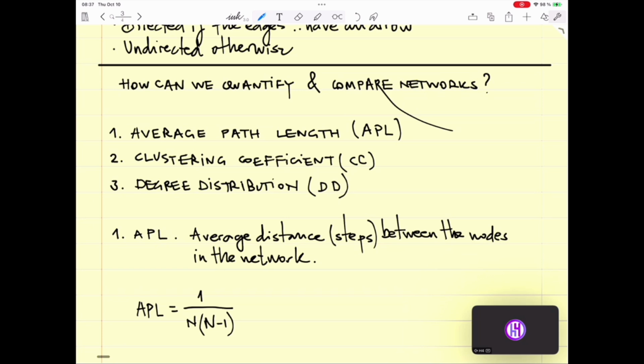So 1 divided by n times n minus 1. I'll explain the formula in a minute. Just let me first write it down.